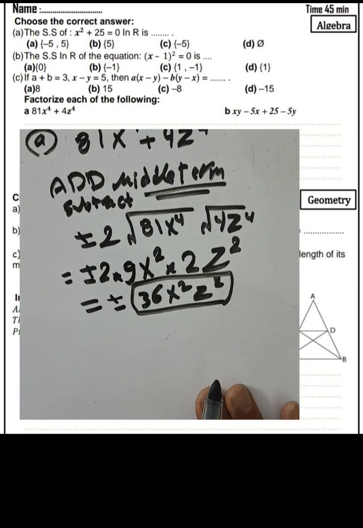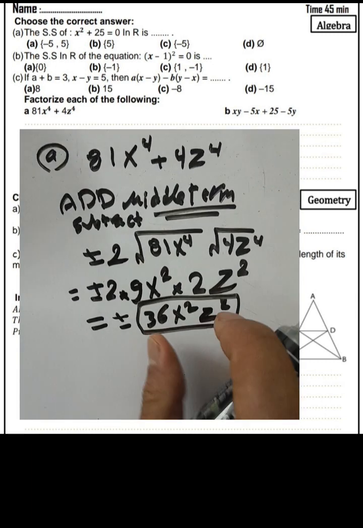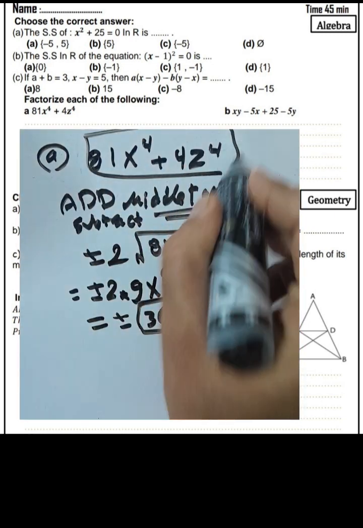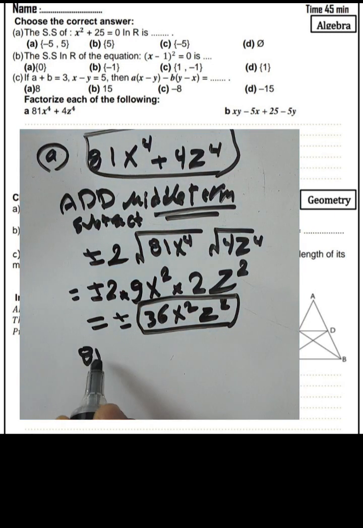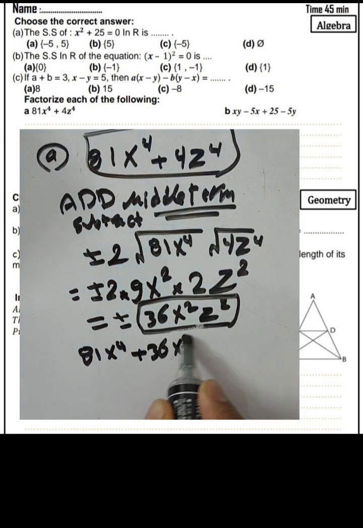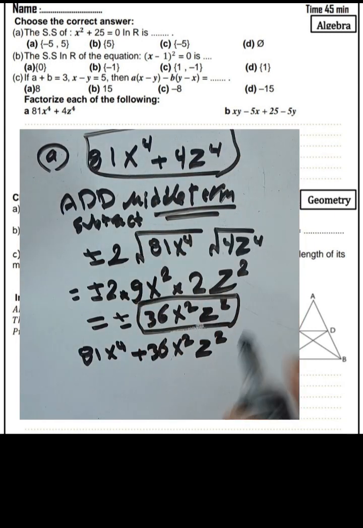And we can solve the example by adding and subtracting this term in the expression. Okay, you can write 81x power 4, this term, plus 36x power 2 z power 2, and then write 4z power 4, subtract 36x power 2 z power 2.